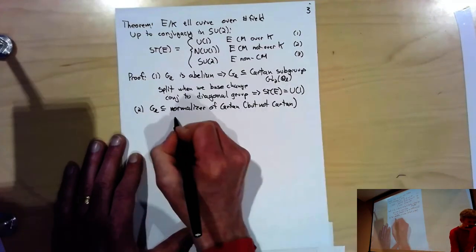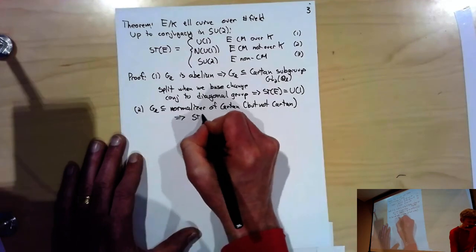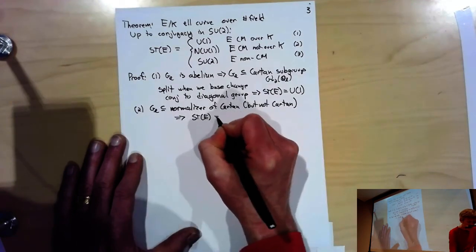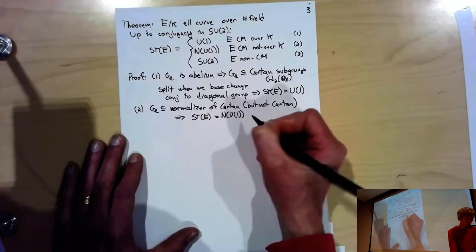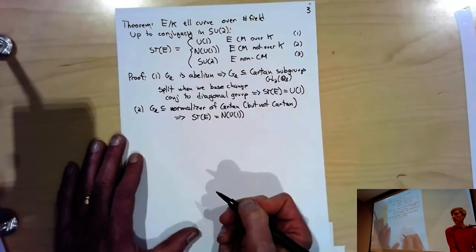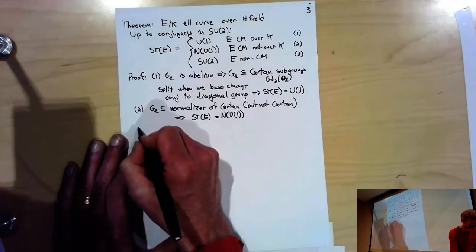Okay, and this is going to imply that the Sato-Tate group is going to be equal to the normalizer of U1. I'll just recall that U1 has index 2 in its normalizer, so there's not a whole lot of room for anything to go wrong.